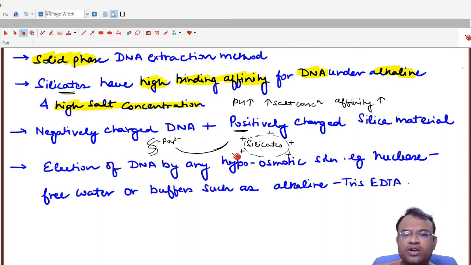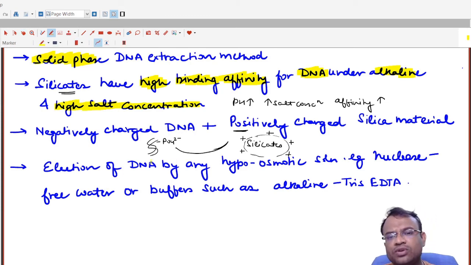If you want to work on the DNA, you will have to isolate the DNA from the silicates also. You have absorbed the DNA onto the silicates, but you want to get this DNA out of the silicates also. How would you do this? What is the method through which you can do this? So you can elute the DNA, elution of the DNA by any hypo-osmotic solution.